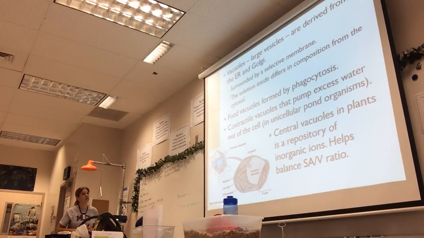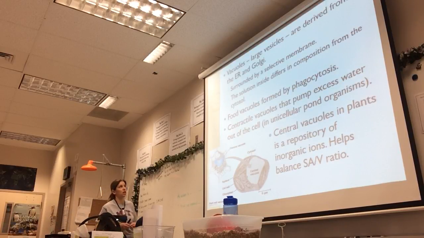Okay, vacuoles. Sometimes vesicles get gigantic and we call those things vacuoles. They're derived from the ER and the Golgi, membrane bound, part of that endomembrane system, and they're surrounded by a selective membrane. But the solution that's inside the vacuole is different from the cytosol. So you could have food vacuoles that are formed by phagocytosis, where the food just is going to hang out there until the cell actually needs it.